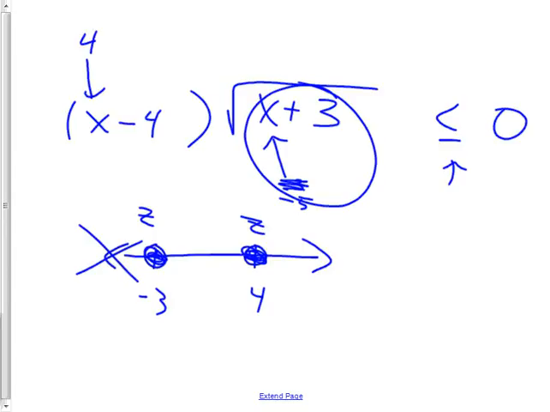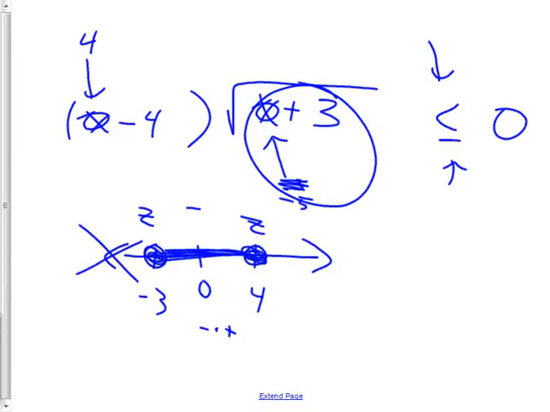And then the last thing is to test in between. 0 is my favorite thing. -4 and 3 makes a negative times a positive, which makes a negative. So in this little zone right here, I get a negative times the positive. All right, and a negative is what I wanted. I wanted something that's less than 0.